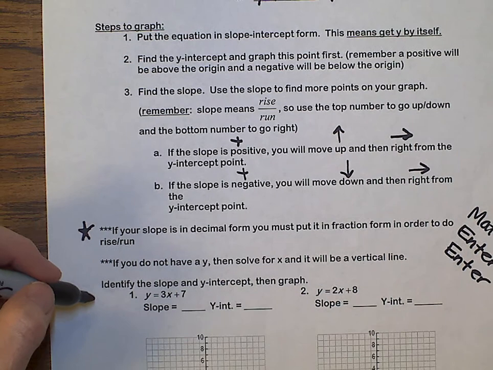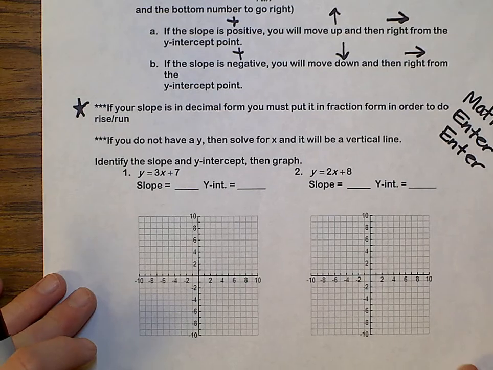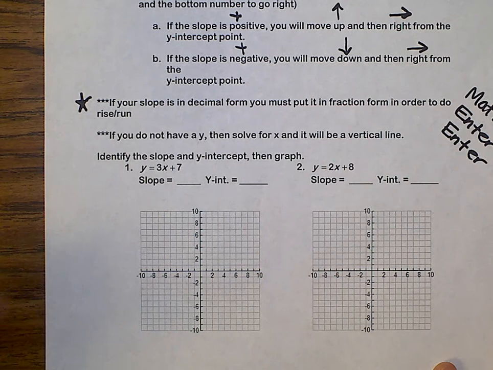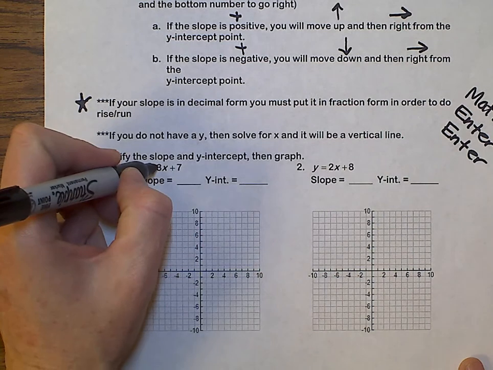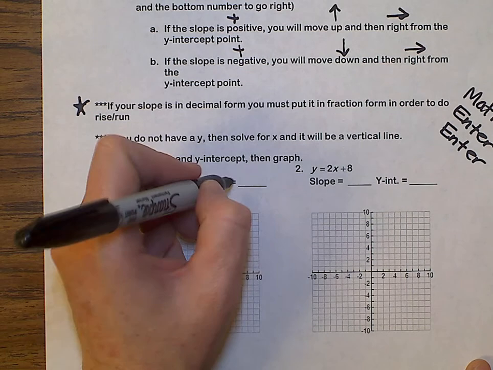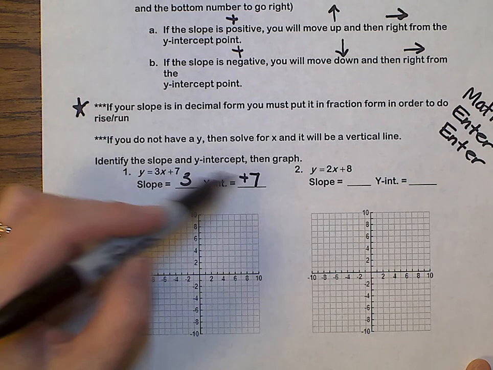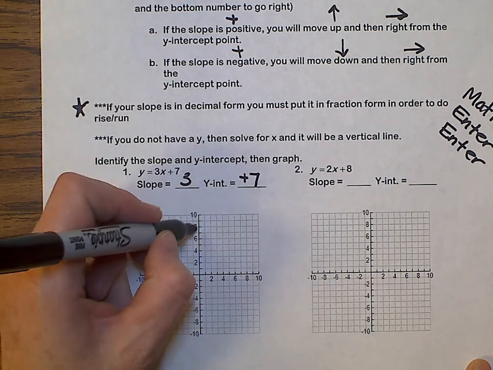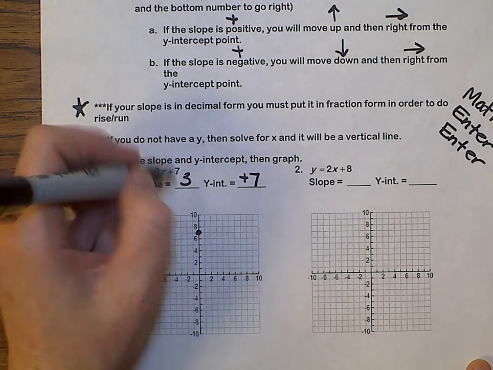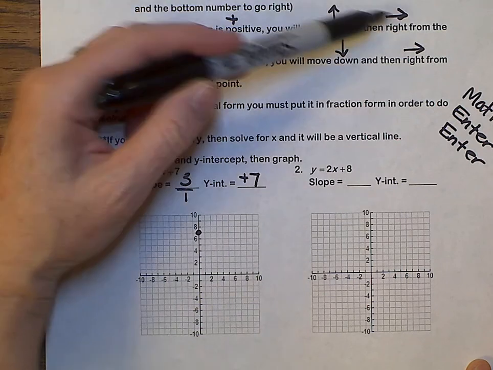So for this first example here, identify the slope and y-intercept, then graph. So slope is always the m, or the multiplier to the x. So the slope here is a positive 3, and the y-intercept is a positive 7. That means our line crosses at positive 7 on the y-axis, and it's a positive slope, so then it'll move up 3, right 1.